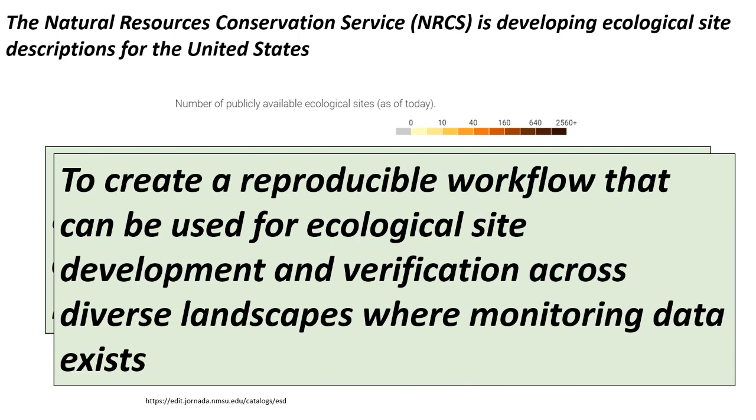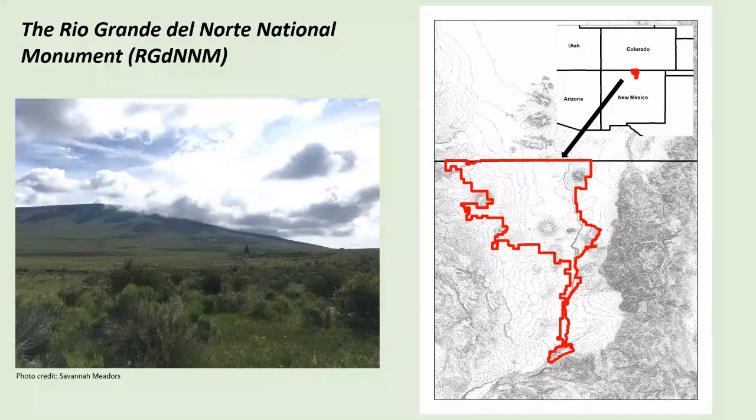So I'll introduce you briefly to the study area. The Rio Grande del Norte National Monument is in northern New Mexico. It is one of these areas that is lacking ecological site descriptions, and it is approximately 350,000 acres and managed by the Bureau of Land Management. And I should mention that soils are currently being mapped by the NRCS across this monument with an anticipated completion date of September 2021.